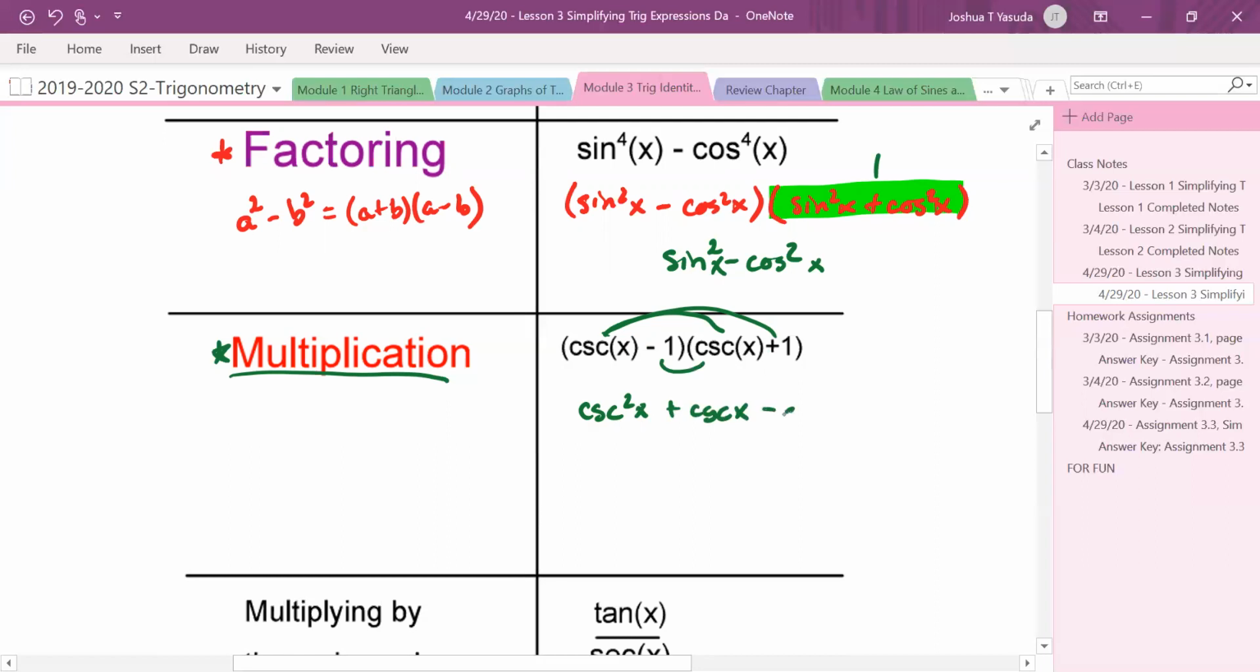-1 times that would be minus cosecant. And then -1 times 1 would be -1. So the middle terms cancel out because they were conjugates. So we get cosecant squared of x minus 1.